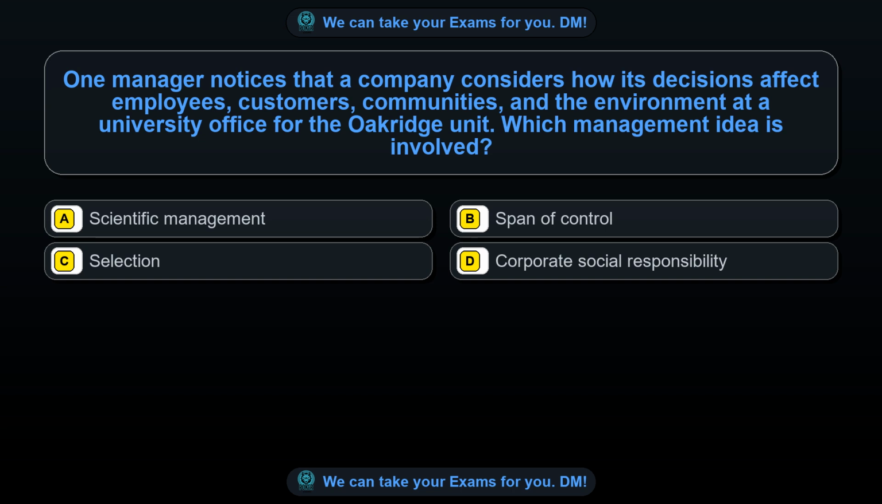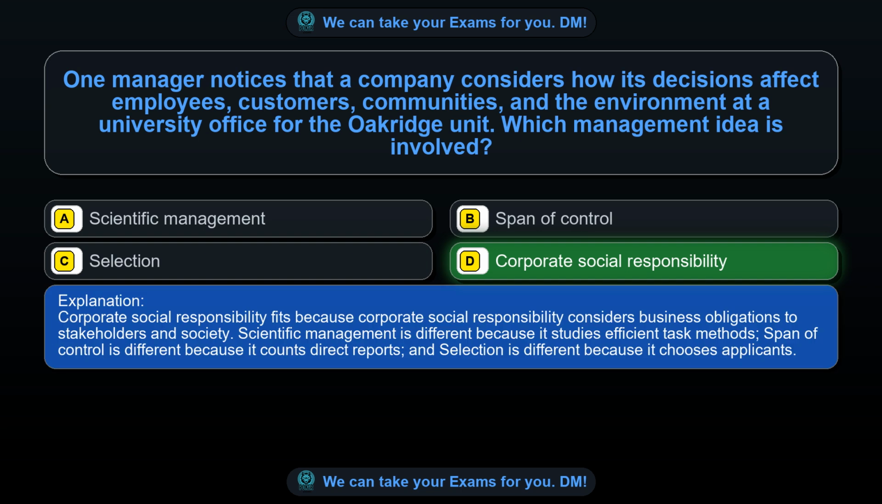Question 11. One manager notices that a company considers how its decisions affect employees, customers, communities, and the environment at a university office for the Oak Ridge unit. Which management idea is involved? Option A, scientific management. Option B, span of control. Option C, selection. Option D, corporate social responsibility. The correct answer is option D, corporate social responsibility.